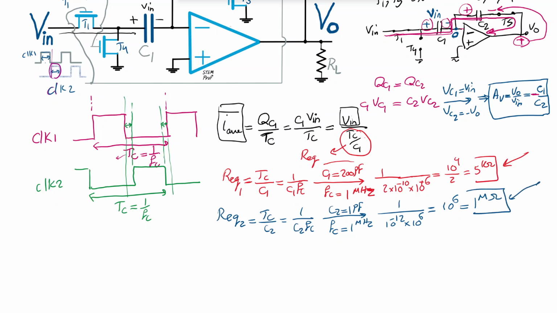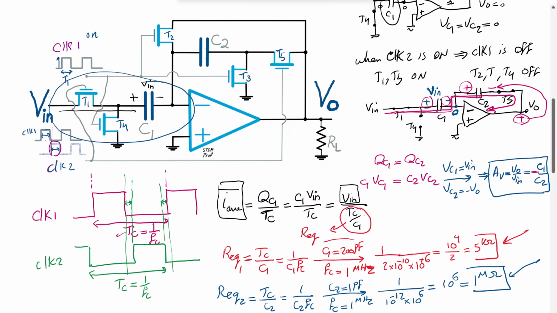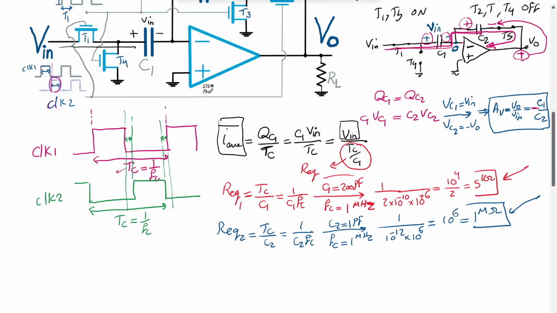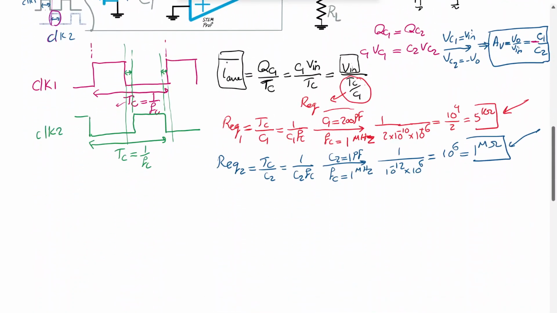So the circuit effectively realizes a 5 kilo ohm resistor here and a 1 mega ohm resistor here, and 1 meg over 5K will give us the gain of 200 that we wanted, either in inverting fashion or non-inverting fashion.